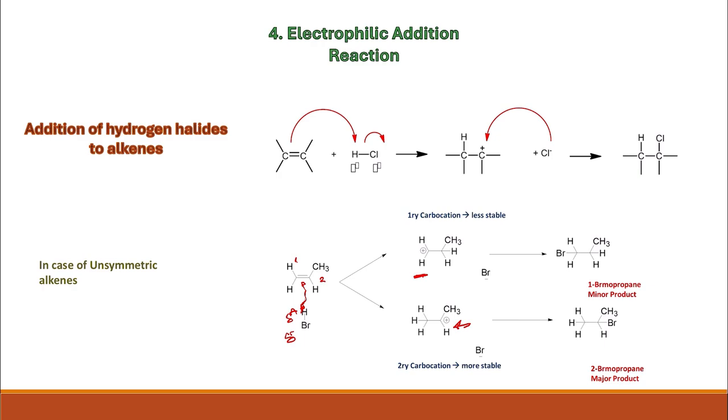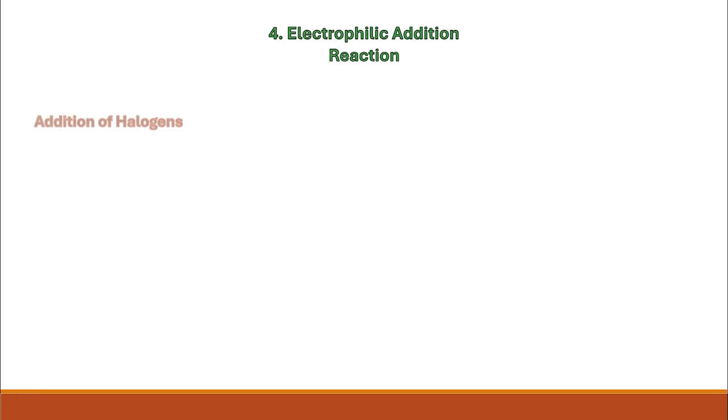And with the presence of bromide, this is going to attack the secondary carbocation. It also attacks the primary one. This is why you end up with two products, but the 2-bromopropane is going to be the major product because this is more stable, and the 1-bromopropane will be the minor product because this is less stable.